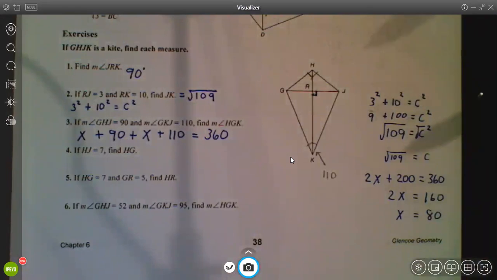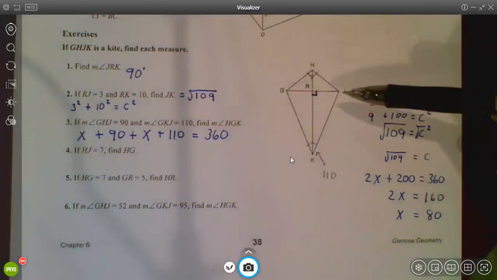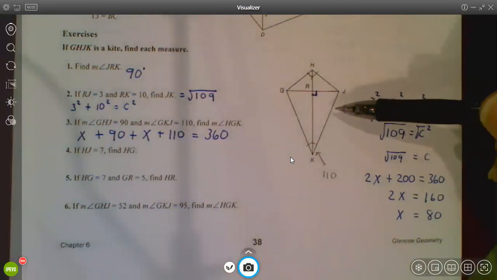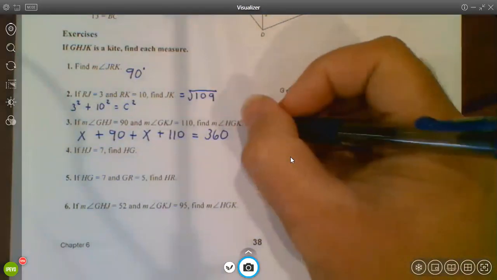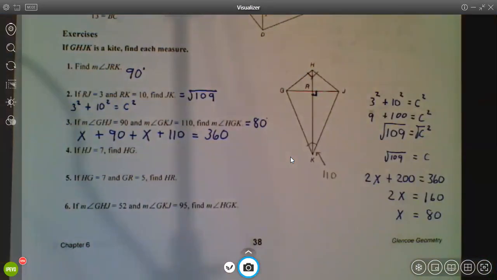So guys, remember what that tells you. That tells you that this entire angle is 80. It also tells you that this entire angle is 80. So G, which is the one they were asking for, we know is 80 degrees.